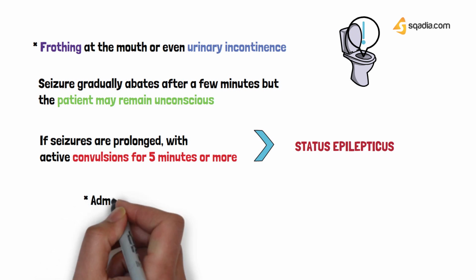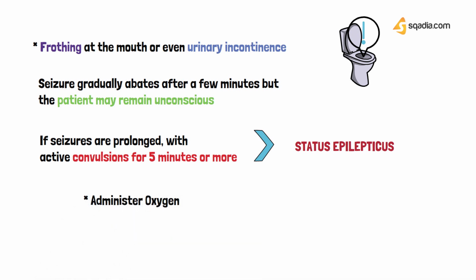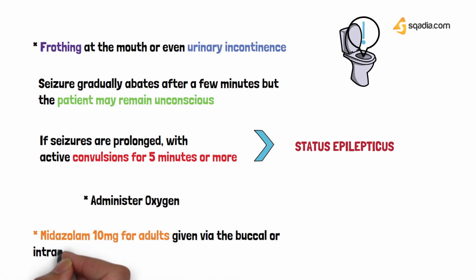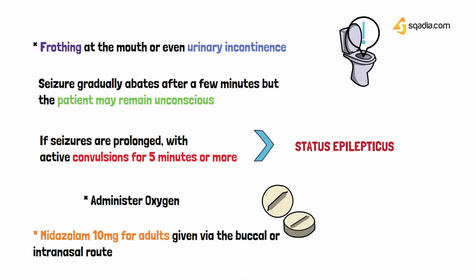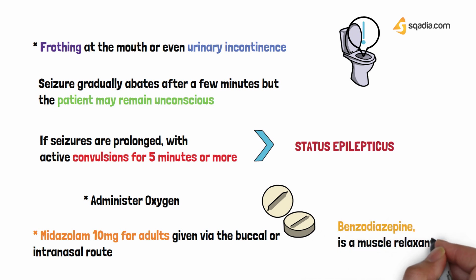In this situation, we need to administer oxygen and give the patient midazolam 10 mg via the buccal route or the intranasal route, whichever is more convenient. Midazolam is a benzodiazepine, which is a muscle relaxant. It has sedative effects.